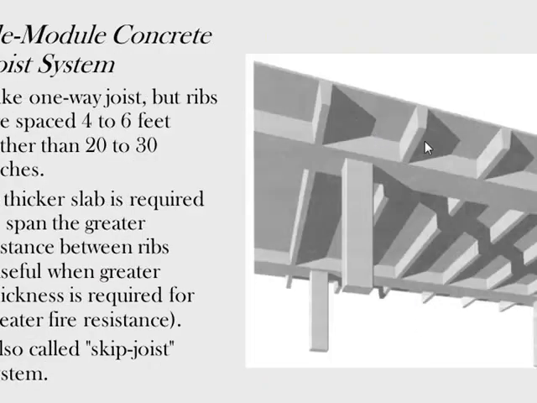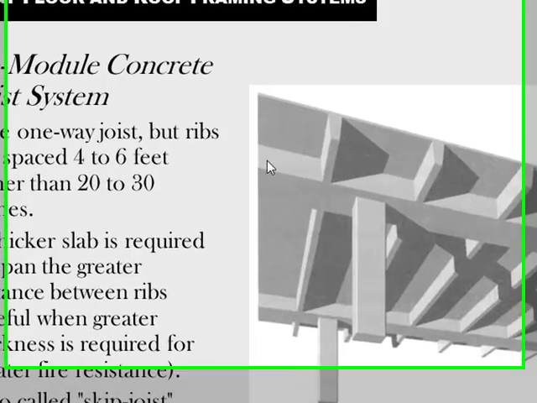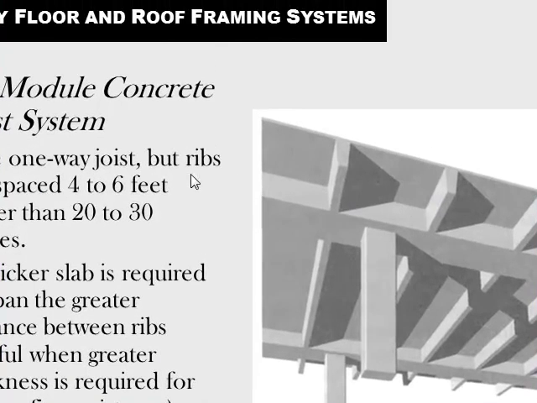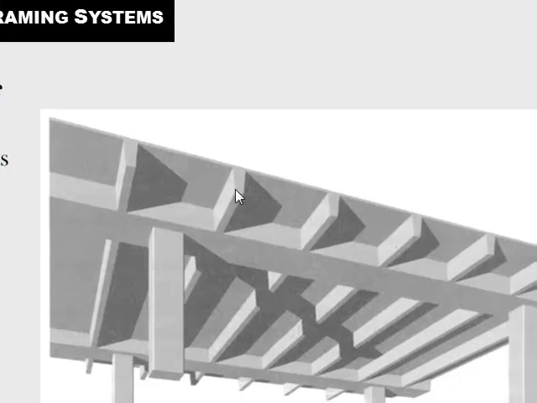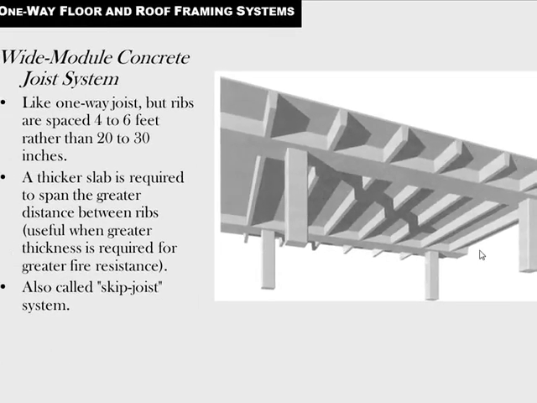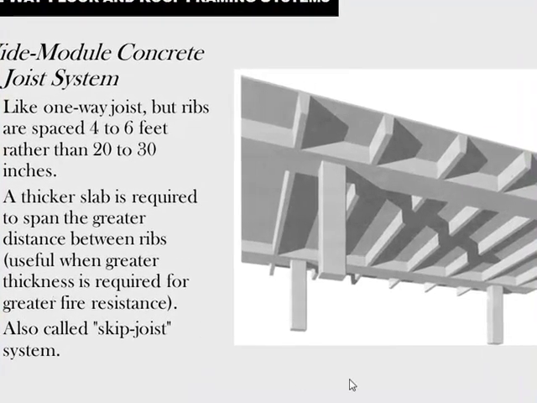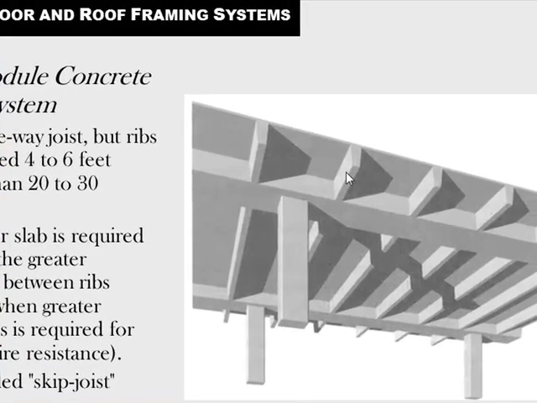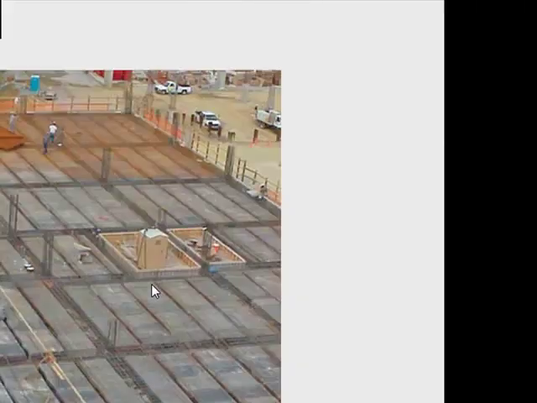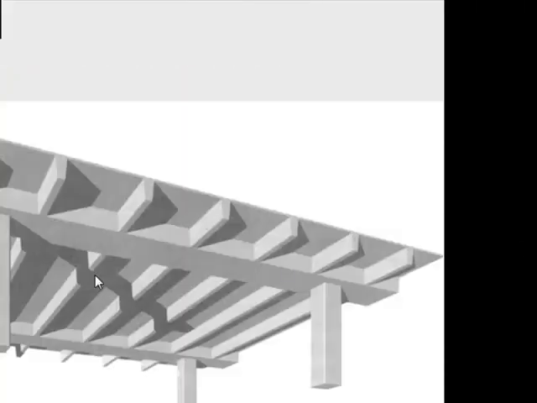Then you have a wide module concrete joist system, like the one-way joist, but the ribs are spaced further apart, 4 to 6 feet rather than 20 to 30 inches. Here, a thicker slab is required to span the greater distance between the ribs. And you might need that, as it says here, for fire resistance. It's also called a skip joist because, as in the other one, there was a joist in the middle of all these, if you go back. And here it's like you skip a joist.